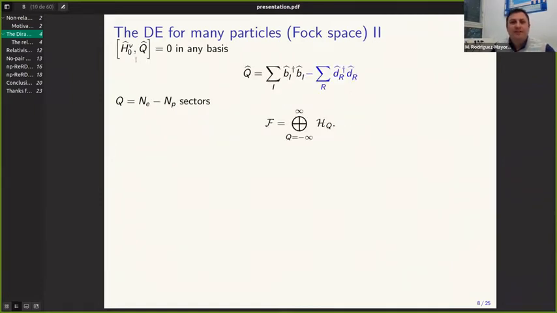We know then that this Hamiltonian that we just defined commutes with the charge operator, where the charge operator is nothing but the sum of the charge operator for the electronic states and minus the positronic states. So it will just give us the difference between the number of electrons and the number of positrons. And thanks to this commutation, we know that we can split our Fock space into different charge sectors.